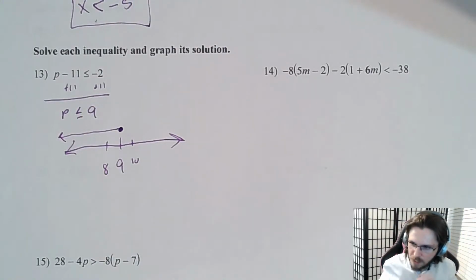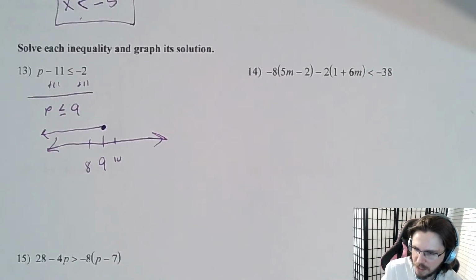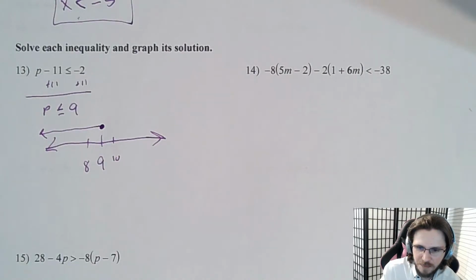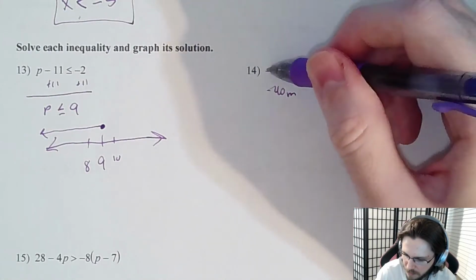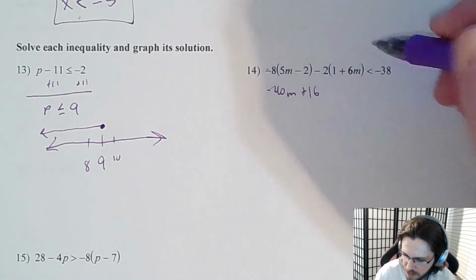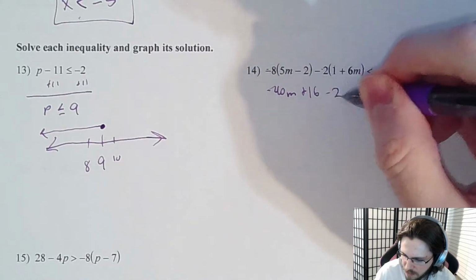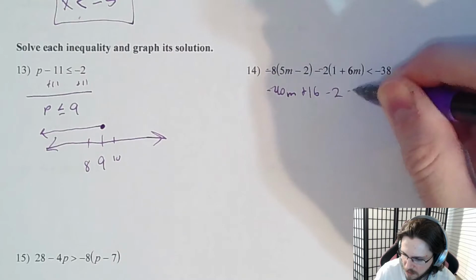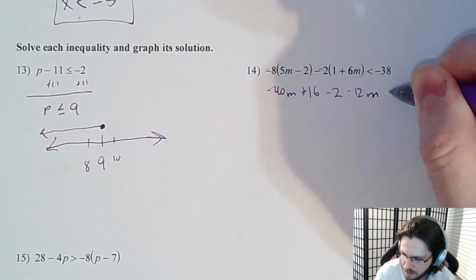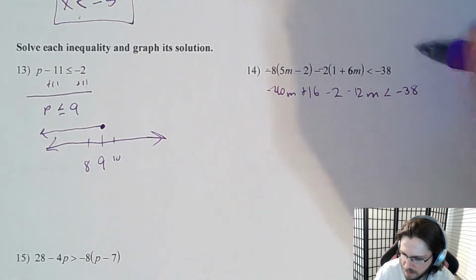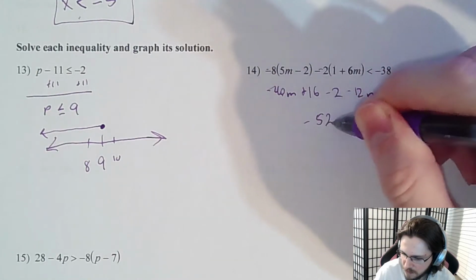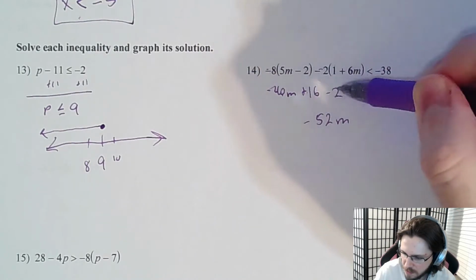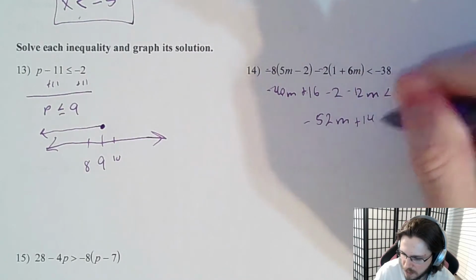All right, cool stuff. Continuing on, number 14, same exact concepts as those previous problems. Here we go. -8 times 5 is -40m. -8 times -2 is +16. -2 times 1 is -2. -2 times 6, -12m. Less than -38. -40 minus 12 is -52m. 16 and 2 is 14.